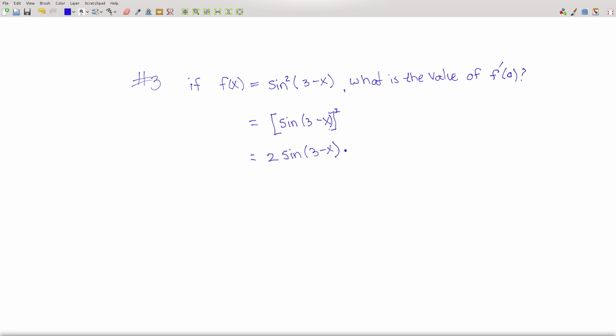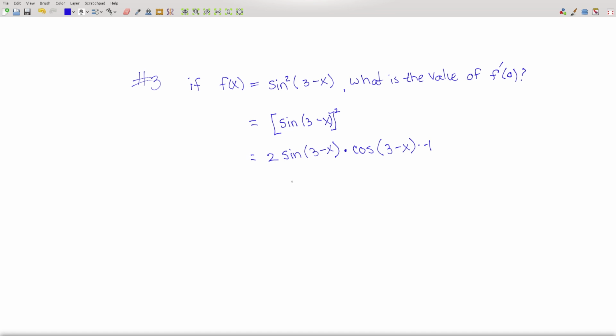So we're looking for the derivative of the sine of 3 minus x. The derivative of the sine is the cosine. So it's the cosine of 3 minus x. But we're not done. We have to now apply the chain rule again and take the derivative of 3 minus x. The derivative of 3 is 0. This minus x is like plus a negative 1x, and the derivative of that is just negative 1.